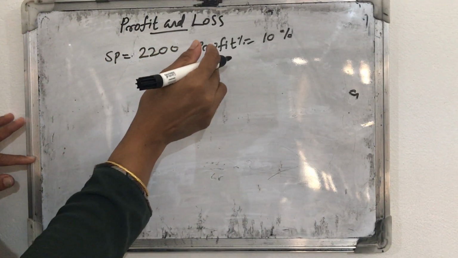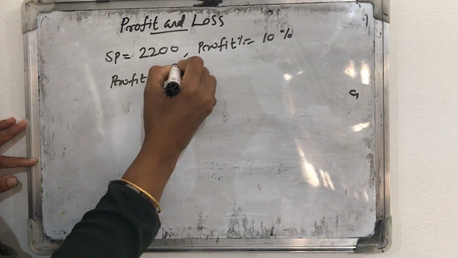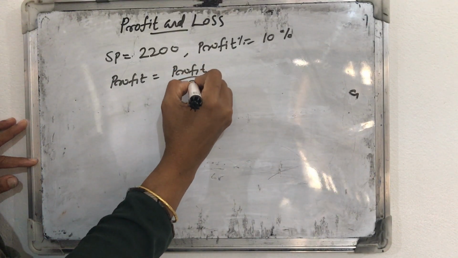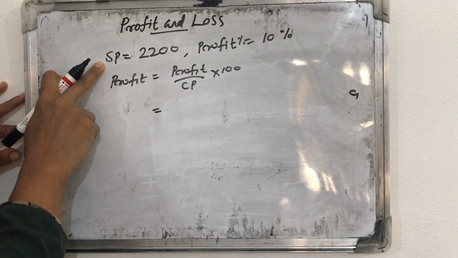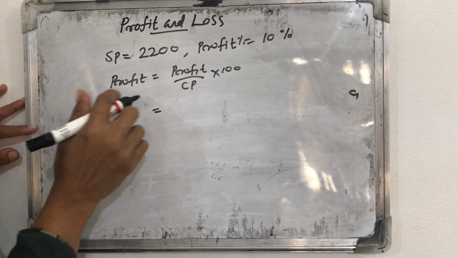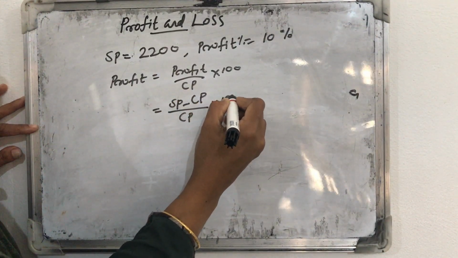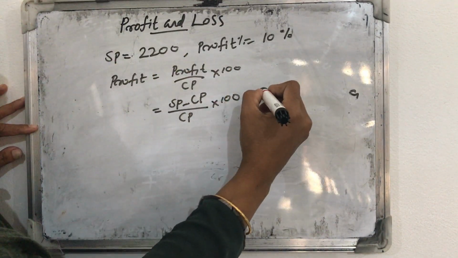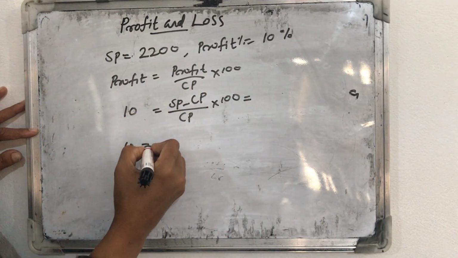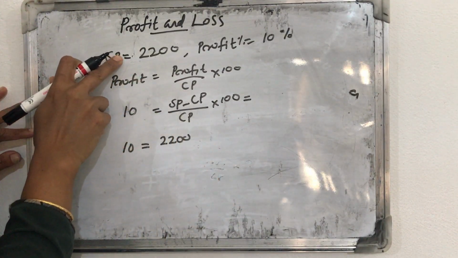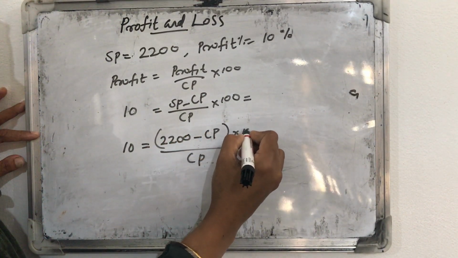So in this case we can substitute into the profit percentage equation. Profit percentage is equal to profit by CP into 100. Here we only know SP, we don't know CP, so instead of profit we can substitute SP minus CP, divided by CP, into 100. SP is given as 2,200 and profit percentage is 10. So 10 is equal to 2,200 minus CP, divided by CP, into 100.